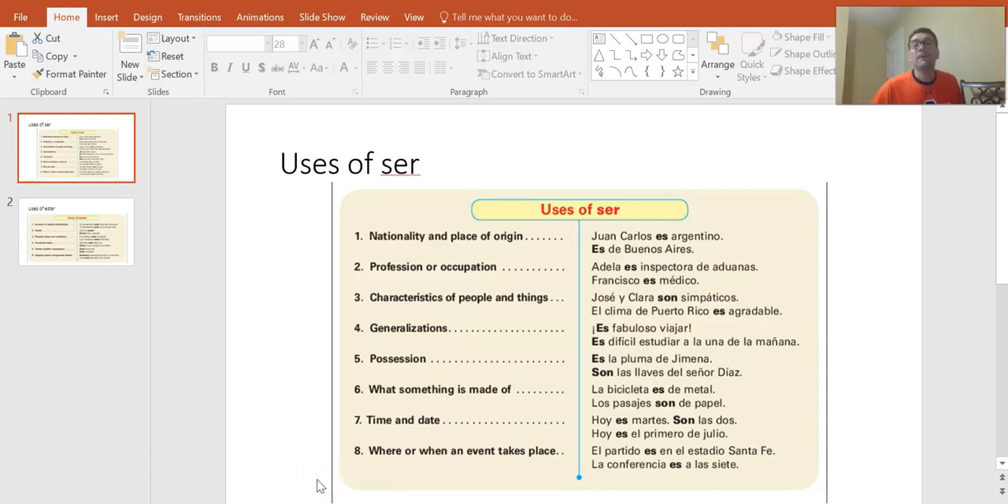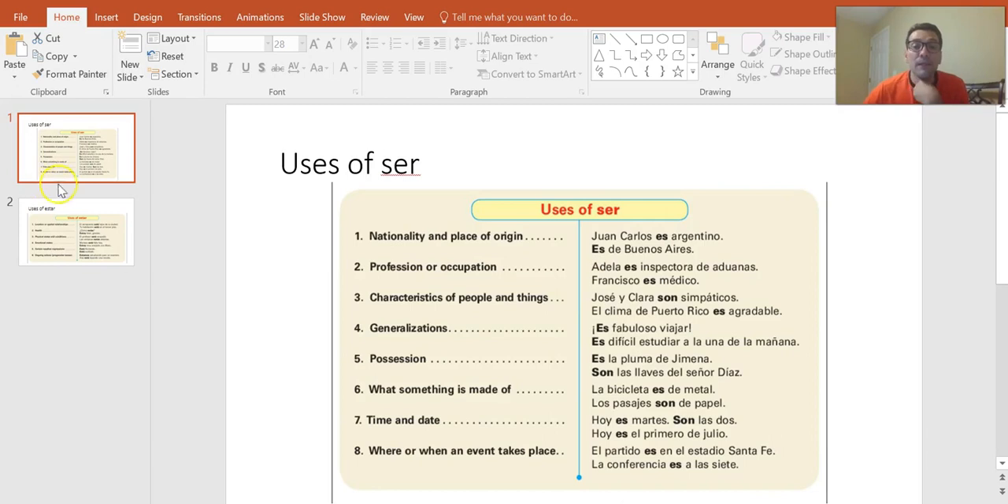Everybody. In the previous chapter, we studied the use of ser in different situations. Today, we're going to finish the uses of ser and estar, and the differences. As you know, ser and estar in English is "to be," which has only one form, but in Spanish we have two forms of "to be," and that is what makes it a little bit difficult for people to learn this aspect.